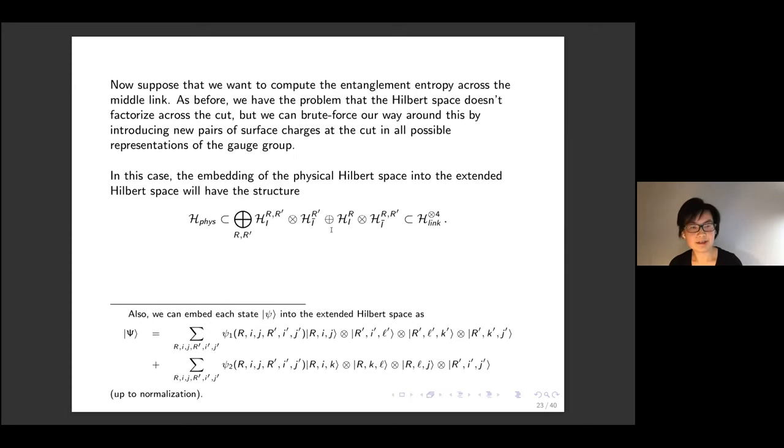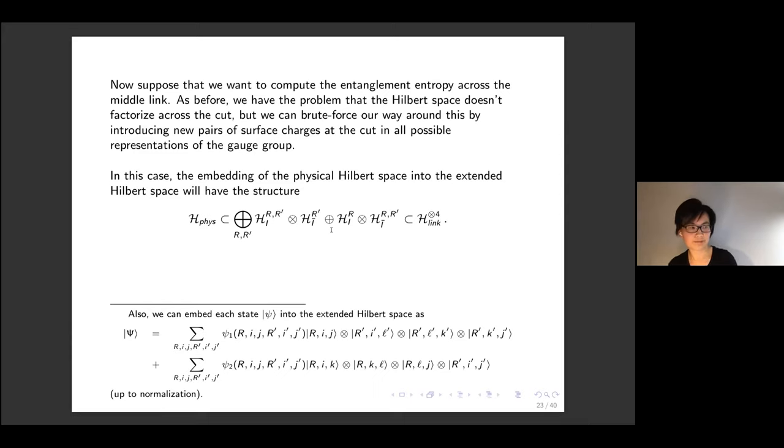So in this situation, suppose that we want to compute the entanglement entropy across the middle link. As before, we would have the same problem as in this 2D AMLs case, that the Hilbert space will not factorize across the cut. But we can brute force our way around this using this prescription from Will Donnelly by introducing new pairs of surface charges along the cut in all possible representations of the gauge group.